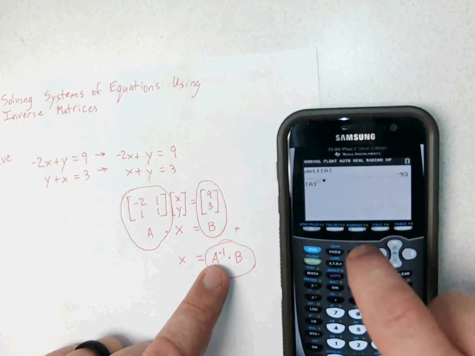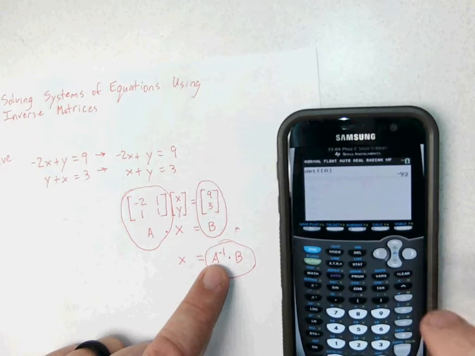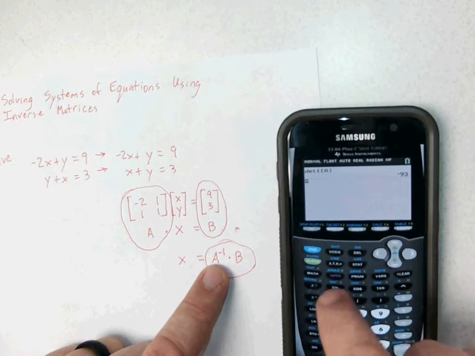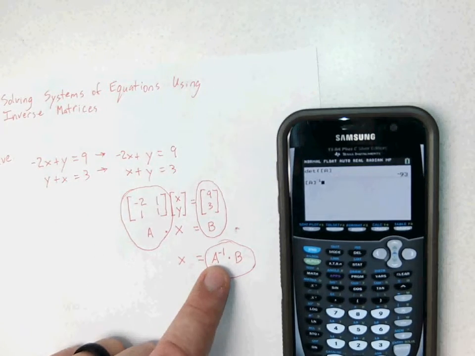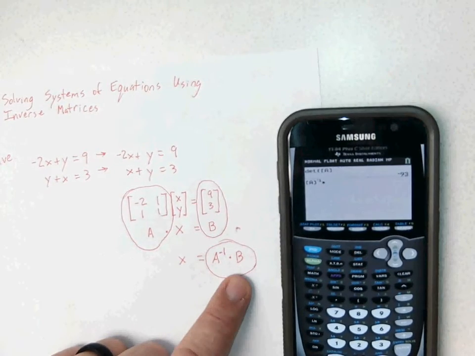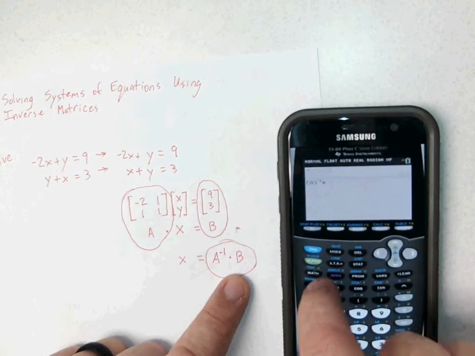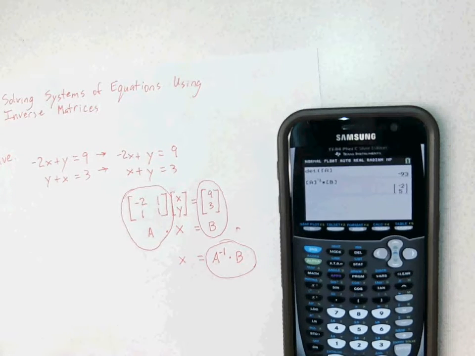Okay, I messed it up. Let me go back. Okay, let me clear, there's clear. I'll start over. Second matrix, A inverse, there we go, times matrix B. Second matrix, under names, select B. So this is going to be the inverse of A, inverse of matrix A times matrix B. Hit enter. There's my answer.